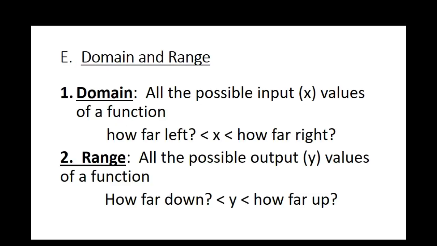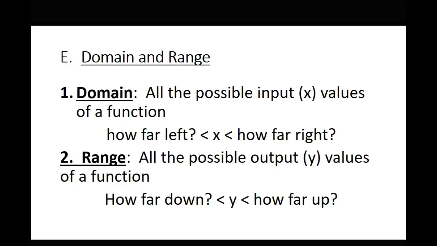So here we go. Domain is what we call all the possible values of x, or the input. Range is all the possible values of the y. Now we're going to be finding domain and range by looking at a graph. Okay? Now x goes which way on a graph? Left and right. Y goes up and down.